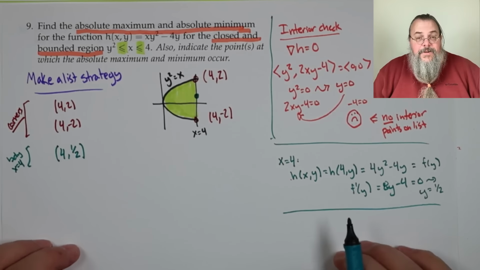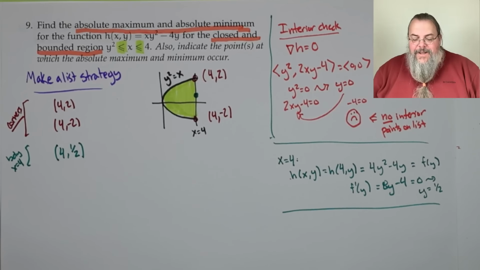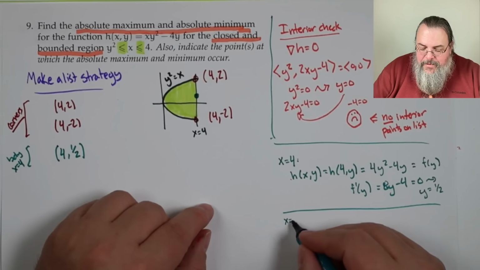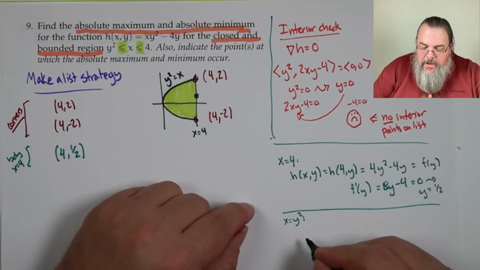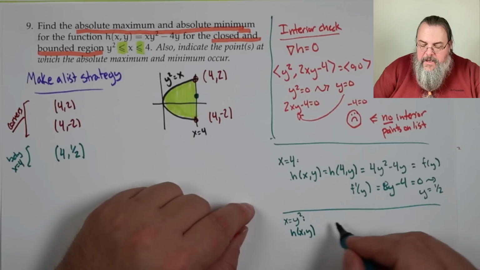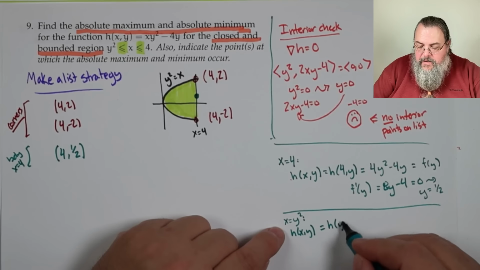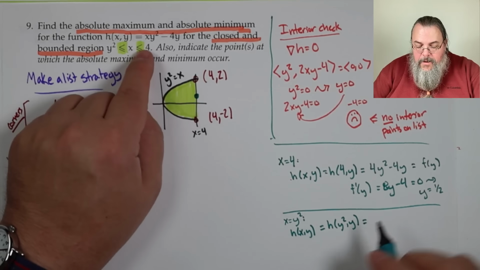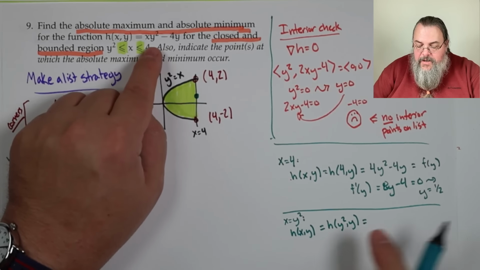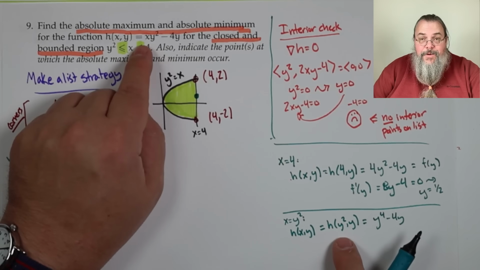Now, the good news is there's only two boundary curves, so this will be a relatively short one. The other boundary curve is x equals y squared. All right, well, what happens here? Well, our h of x comma y becomes, replace x by y squared, h of y squared comma y. Well, what is that? We're going to get y squared times y squared. So that's y to the 4th minus 4y. Right? Replace x by y squared.